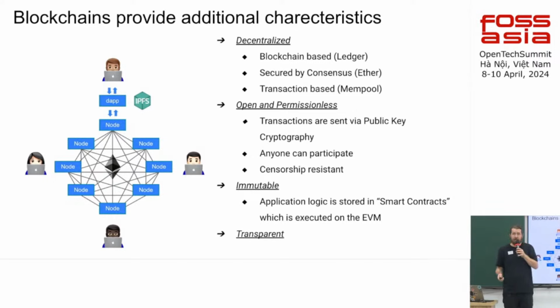Everything is transaction based, and everything is done in what are called atomic transactions. And these transactions are sent and signed using public key cryptography. So anyone can be involved with it, right? Anyone can own a private key, sign a transaction and make a connection on the network. And this makes things censorship resistant and open, truly like open source.